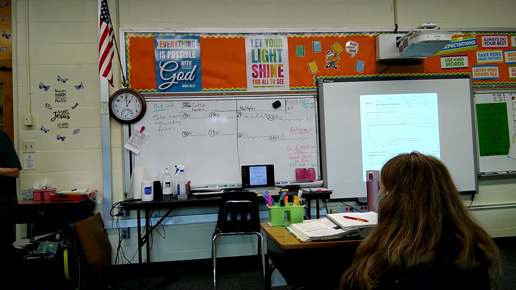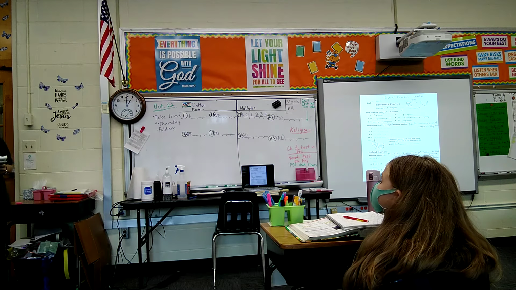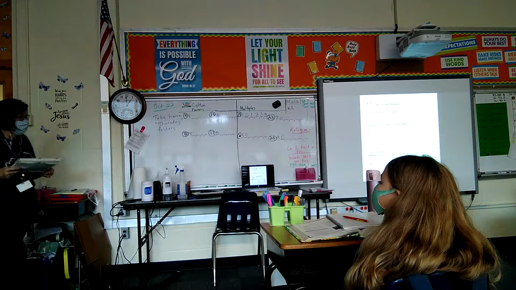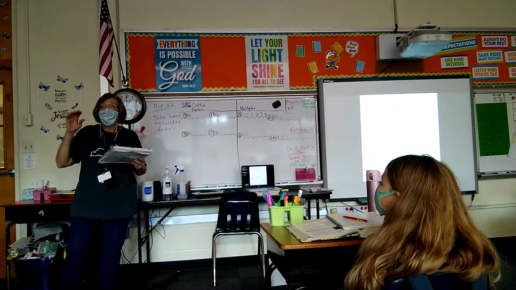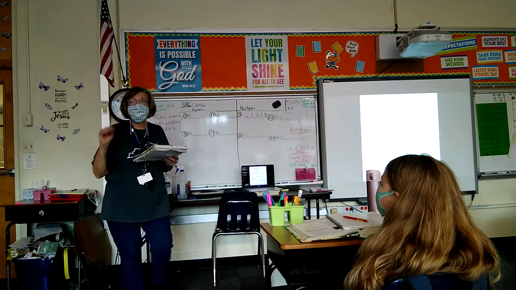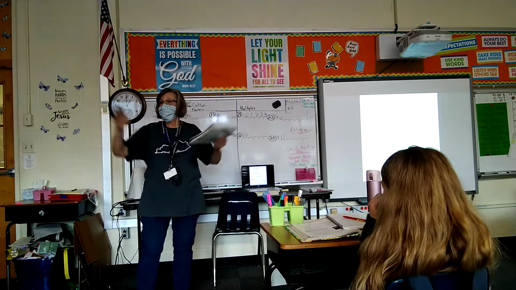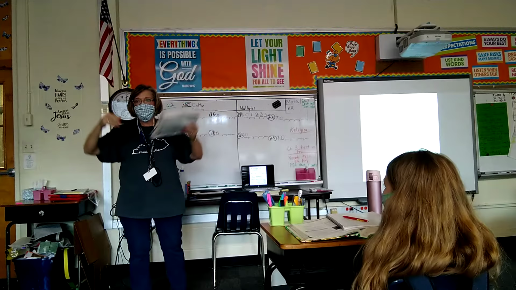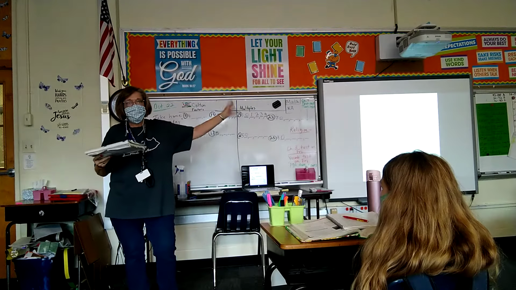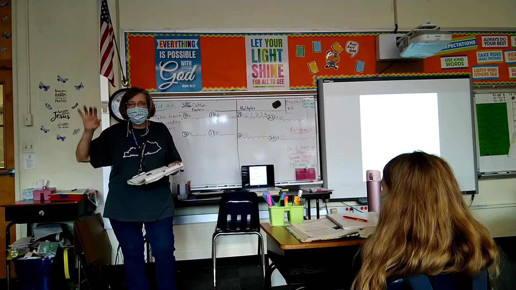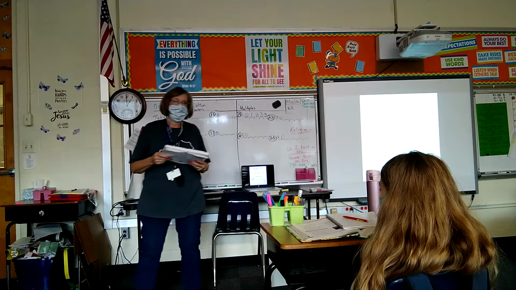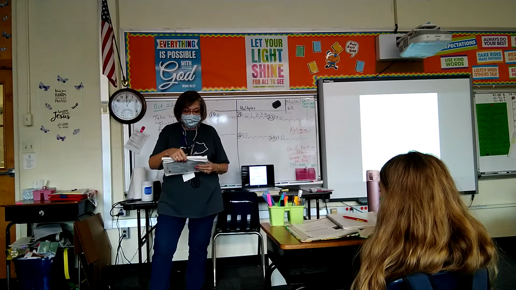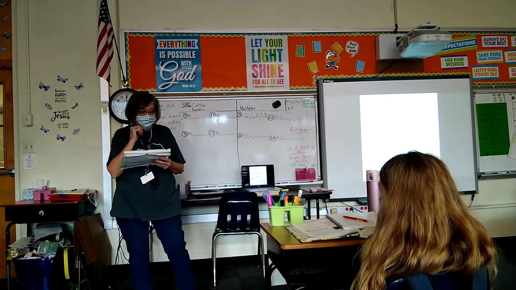Number 5, Melody, the factors for 33. 1 and 33, and then 3 and 11. Good. 1, 3, 11, 33. And again, I like how she did them in pairs. We tried doing that in 4 Green, and people were like, can you do them from least to greatest? That's how they're on my paper. Okay. So we try to please everybody, but I do like how they're doing them in pairs. Number 6.